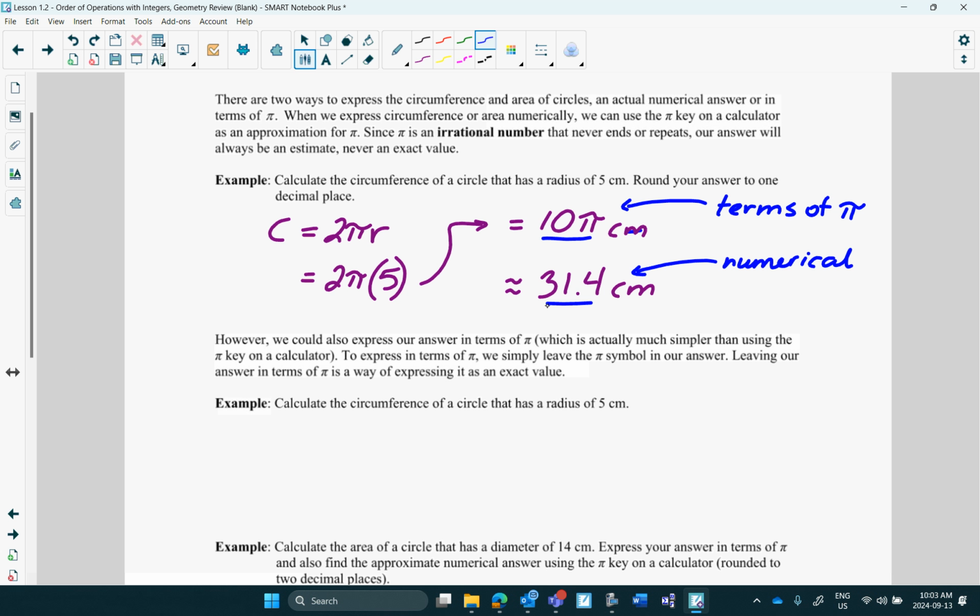You could be asked to leave your answer in terms of pi, in which case you'd stop here. Or you could be asked to round your answer to some decimal place, in which case you've got to go further. Okay? If you're just asked to find the circumference of something and I don't tell you what to do with it, I'd stop there.